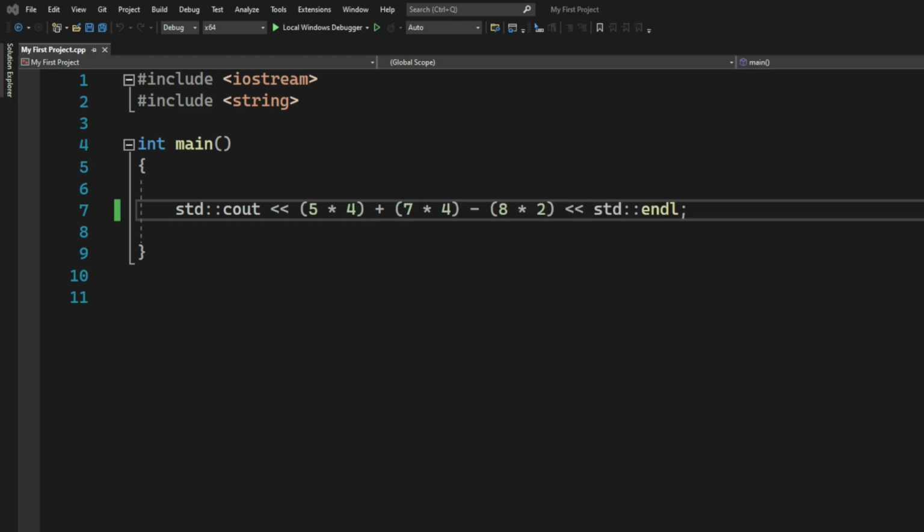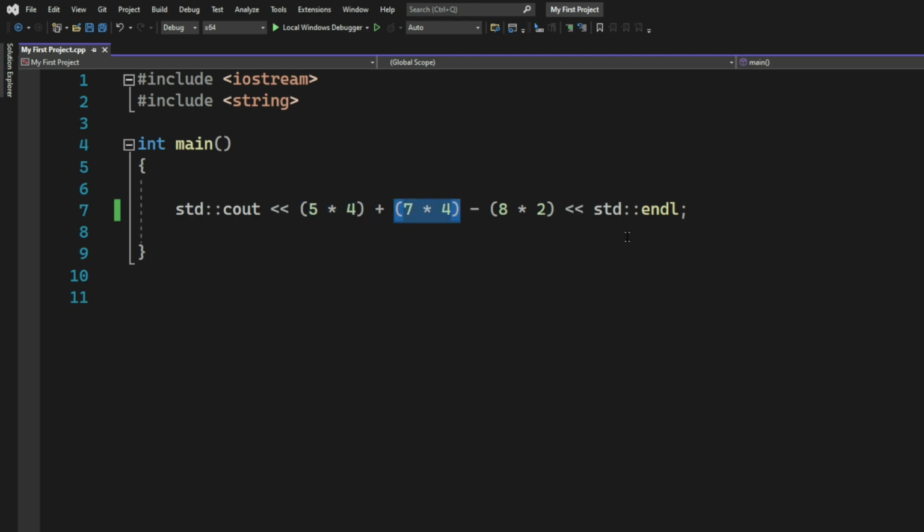Now, let me show you another example. In this case, I have created 3 parentheses, and in each parentheses, I have created a simple calculation. Can you guess which of the parentheses is calculated first? As you may have guessed, it will be the one to the left, then the middle, then the right.